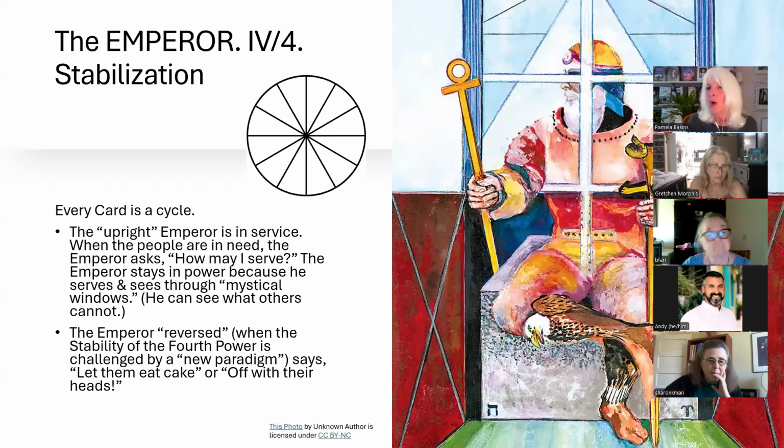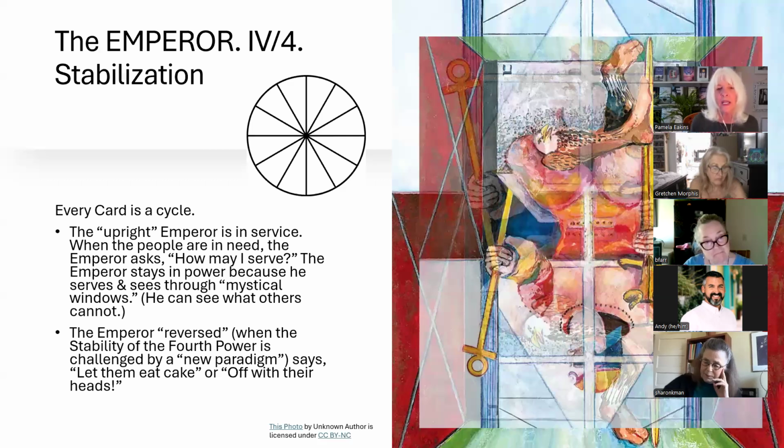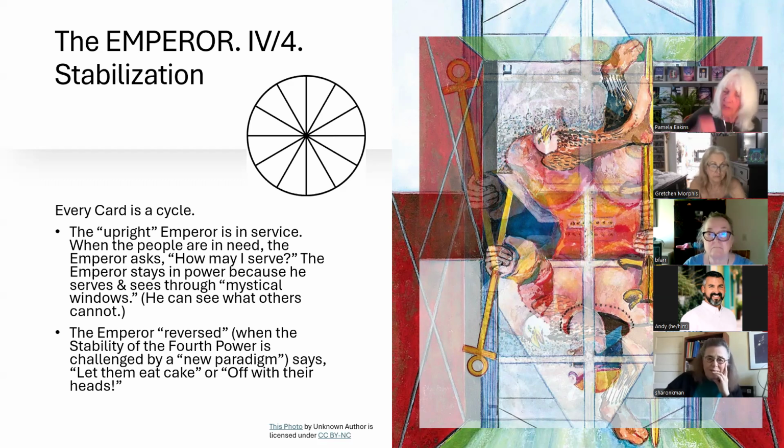Then the emperor who might be a bad emperor, or the emperor reversed, this is when the stability of the fourth power is challenged, maybe by the new paradigm, a new paradigm that challenges the emperor's energy. And then the bad emperor says, when the people come in and they're yelling and they have their shovels and they're saying, we're in need and we're hungry, the bad emperor says, oh, take them to the kitchen and get them some cake because they're hungry.